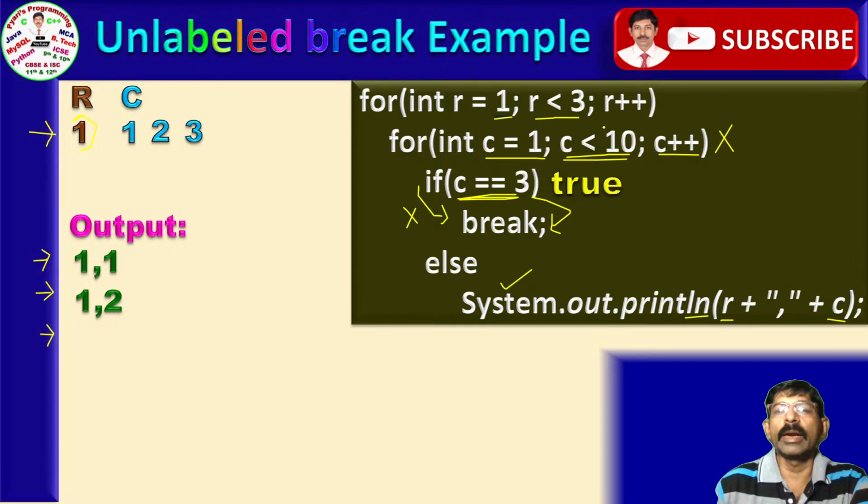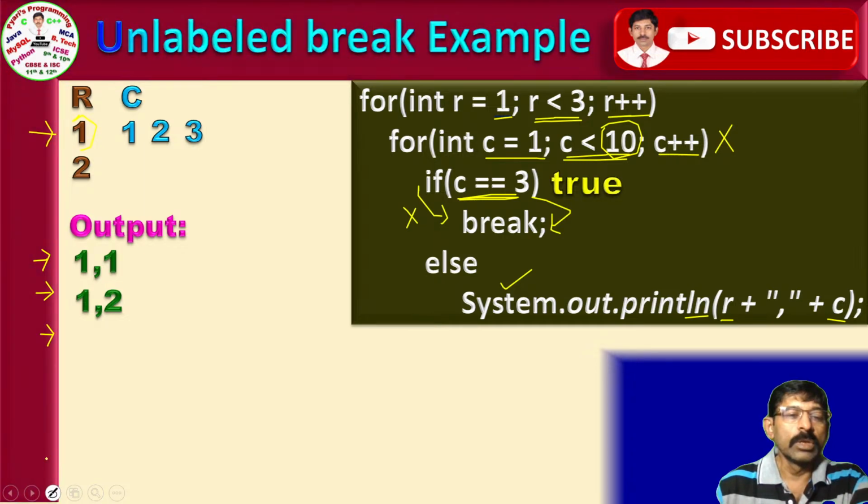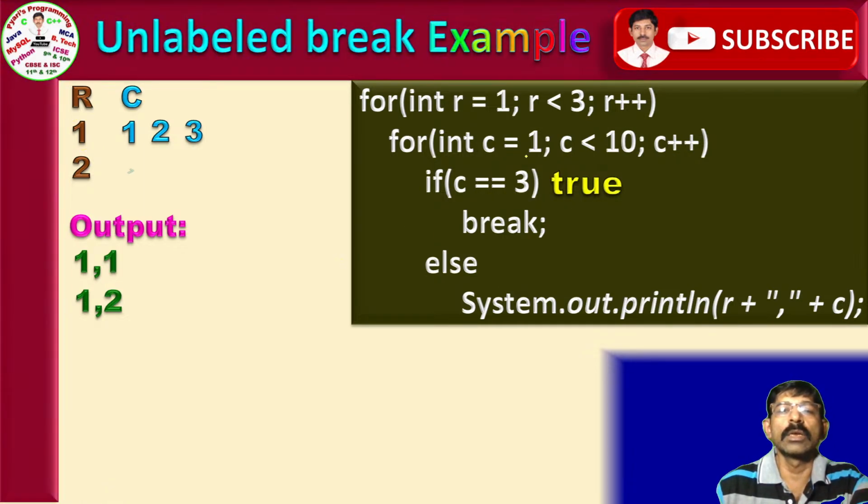Instead of iterating 10 times, it is only iterating 3 times. Next time R++, R is 2. 2 is less than 3, true. Again it will get inside the inner loop. C will become 1 again. 1 less than 10, true. Now C is equal to 1. Is it equal to 3? False. Why? Because C value is 1.